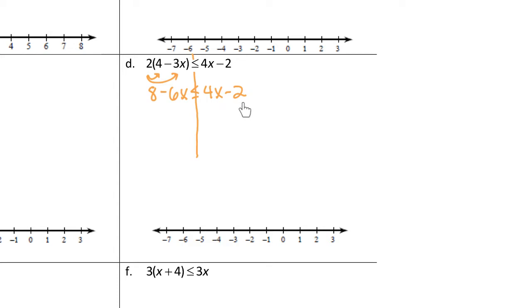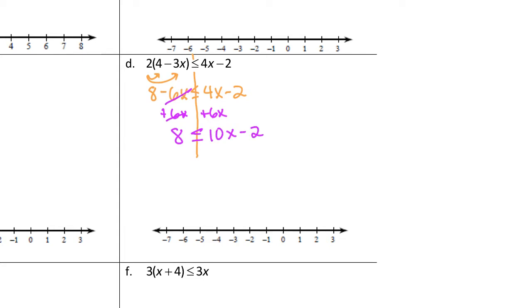to 4x minus 2. And now we need to re-inspect, and we notice that we've got an x term on both sides. So we're going to move these together. Now my preference is to go ahead and add this 6x because I like adding. It's a lot easier than subtracting. I'm adding the 6x to both sides. I'm left with 8 on my left-hand side is less than or equal to 10x minus 2.